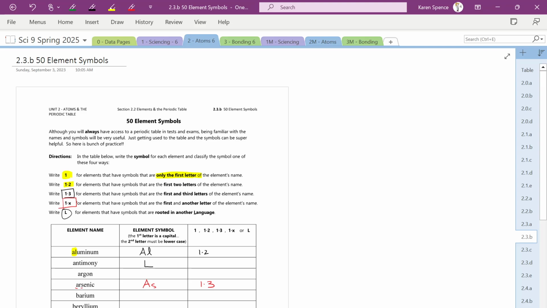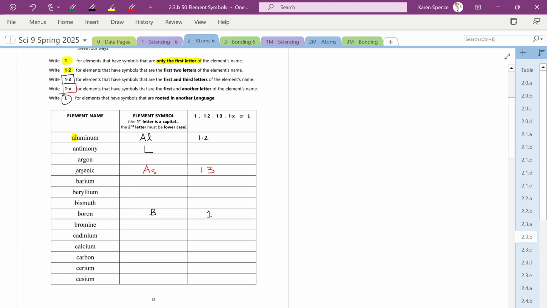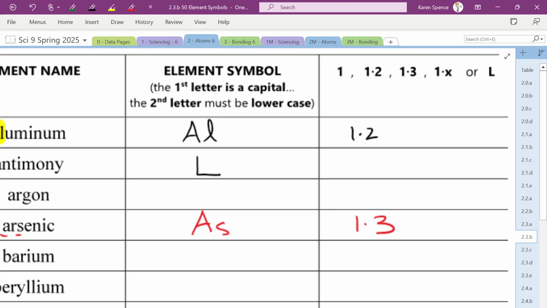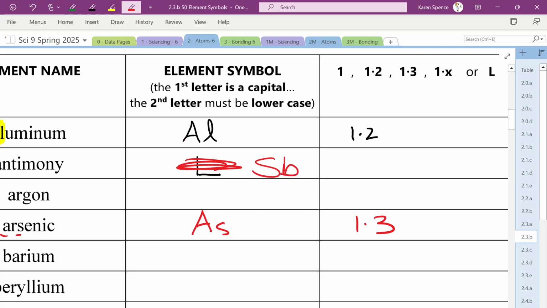So if it's a weird one like SB antimony, that's from another language. Oh my gosh, I did this one wrong. I'm so sorry. Antimony should have said SB and then over in the right-hand column L because it's from some other language, which is why it looks so weird.